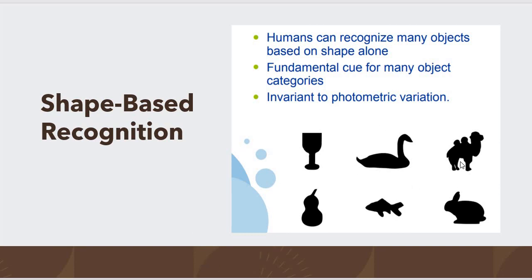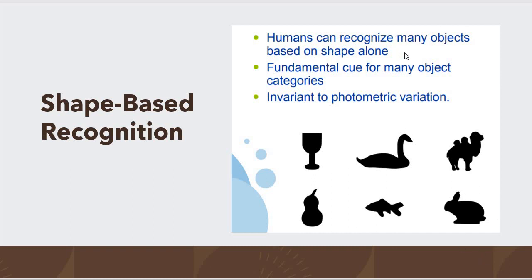In shape based recognition, humans can recognize many objects based on shape alone. We have considered several examples. If I talk about the shape of the first object only, it represents a glass. The second represents a bird or duck. This one may represent a camel. This represents a peanut, like an edible object or fruit. This is the shape of a fish, and this is a rabbit.